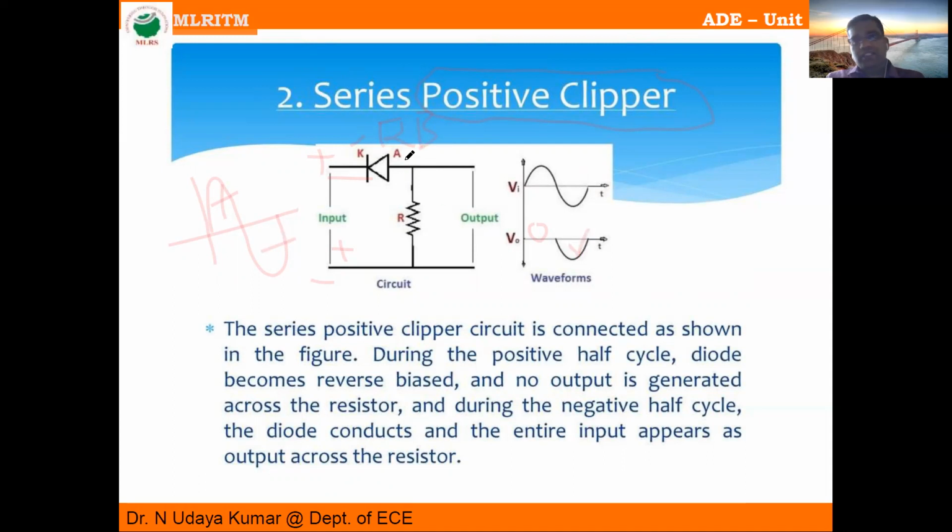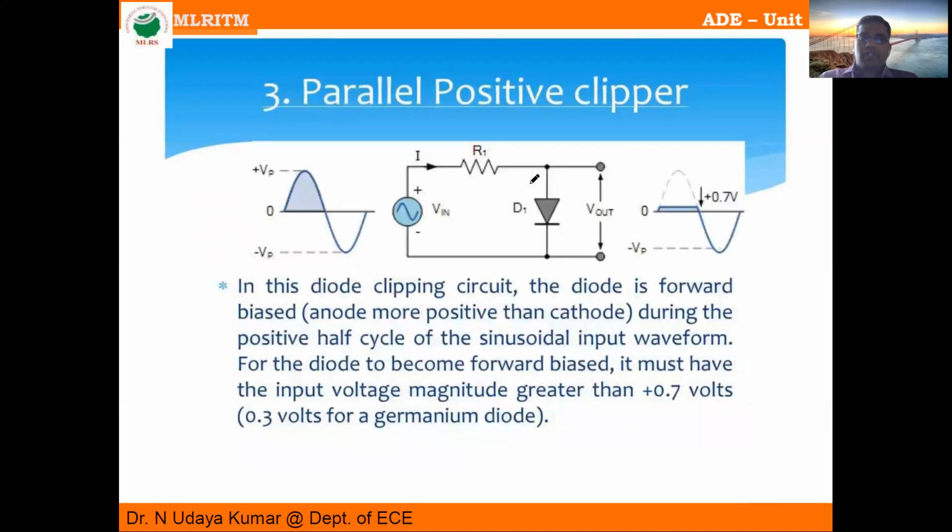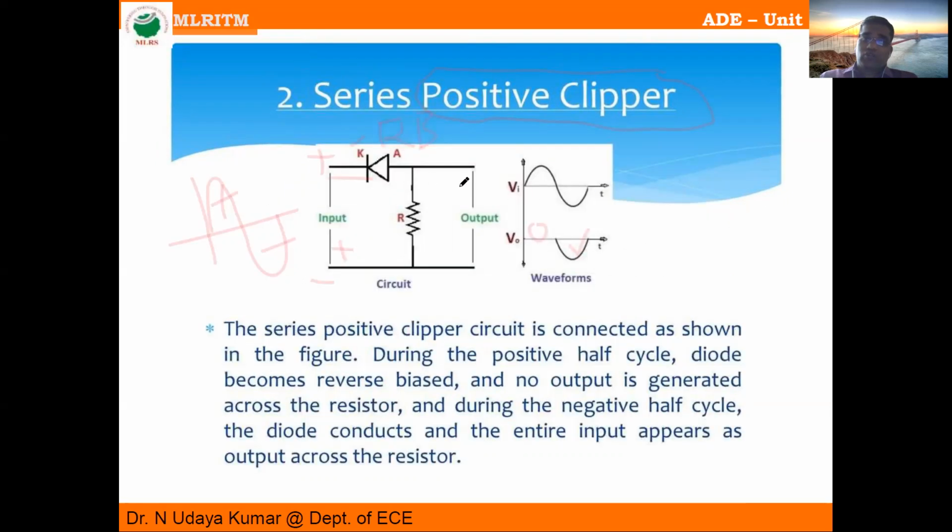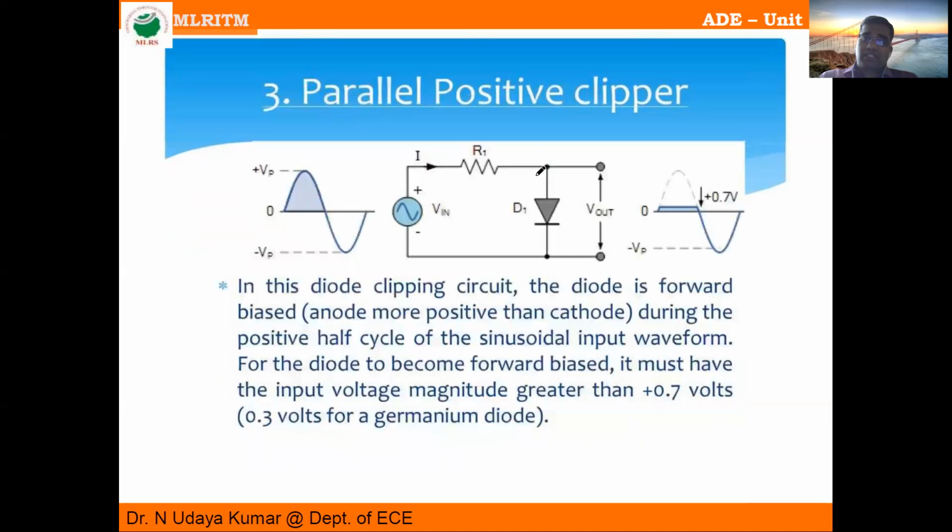So this is the series positive clipper. Now, the parallel positive clipper. In the previous circuit the diode was connected in series. Now the diode is connected in parallel to the load, parallel to the output. In the previous output only the resistor was in parallel. So the diode was in series, and here the diode is in parallel. That's why it is a parallel positive clipper.